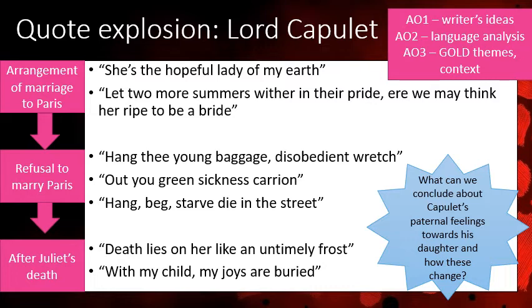Disobedient wretch, again, somebody wretched is somebody unfortunate, and he almost is referring to her as though she was like a destitute woman living on the street at this point. He says he would rather she was destitute and living on the street. So all of those address terms are abusive and aggressive, and certainly reinforce that patriarchal reading that she is being punished for dissenting against her father.